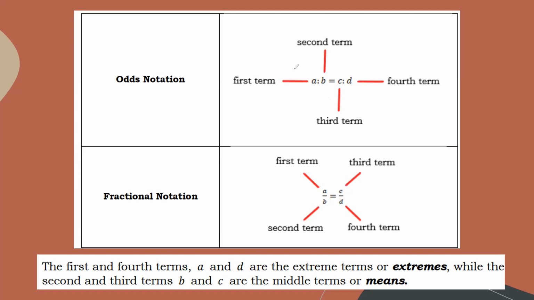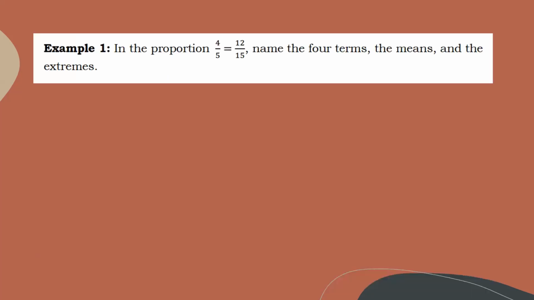Bakit po? Sinasabi natin, okay po, in a proportion 4 over 5 equals 12 over 15, name the four terms. So alin ang first term natin dyan? Sige nga. What is the first term? Can somebody answer? 4, 5, 12, at 15. Alin dyan ang first term natin? 4 po. Correct. How about our second term?